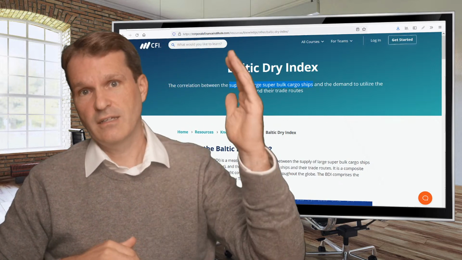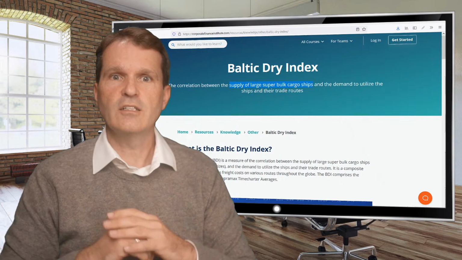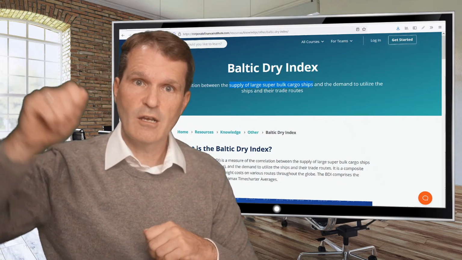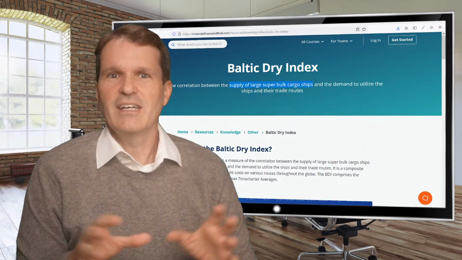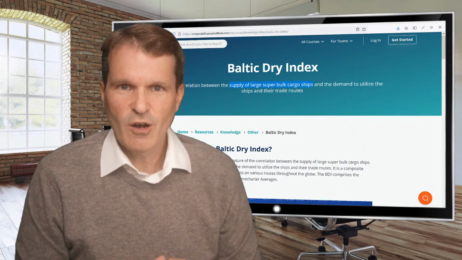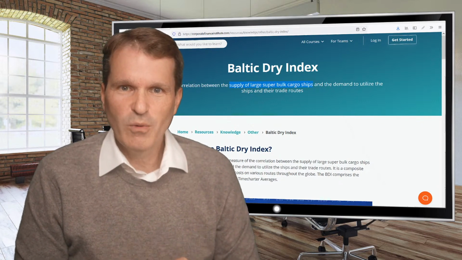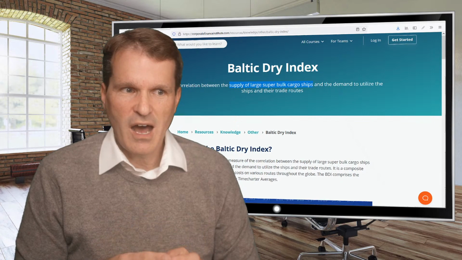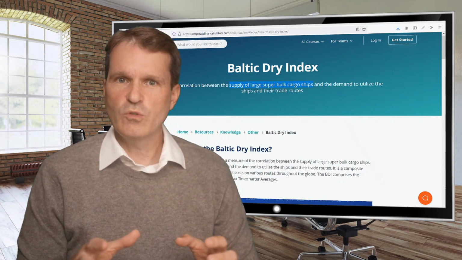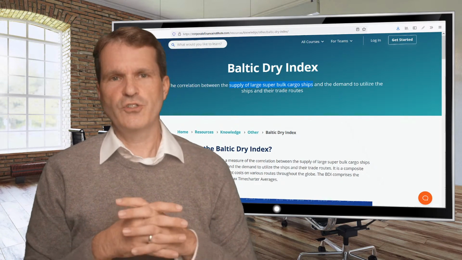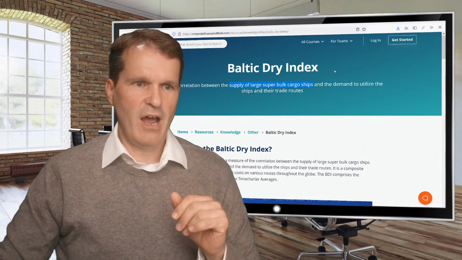So it matches the demand to transport cargo across the global seas while taking into account the available supply. If the demand goes high and the supply is only small, then prices will go up. So it's its own market monitoring global supply and demand on shipping routes and cargo traffic. That's the Baltic Dry Index.